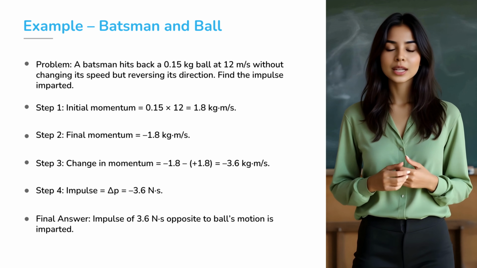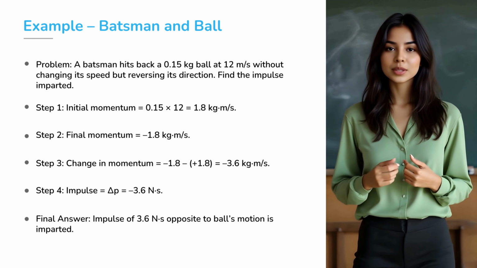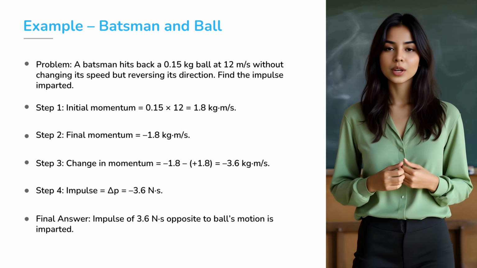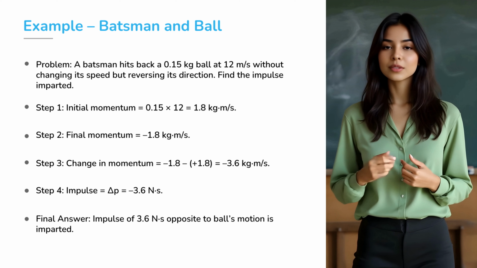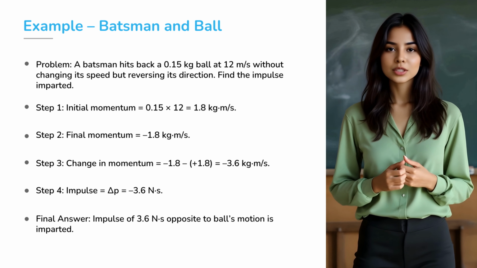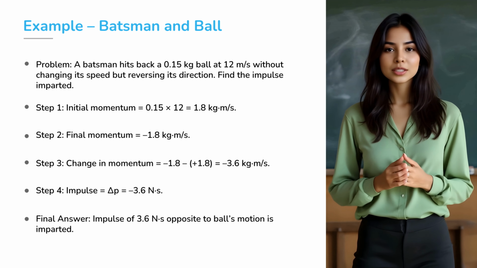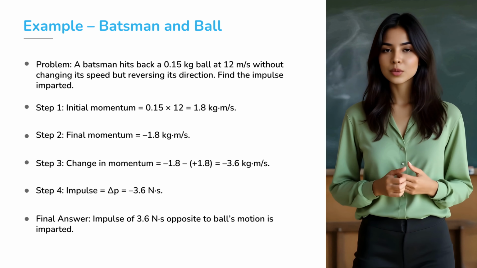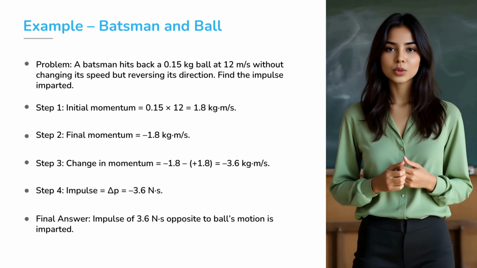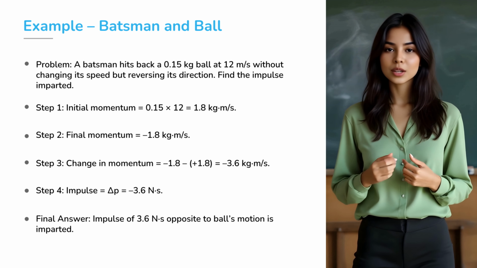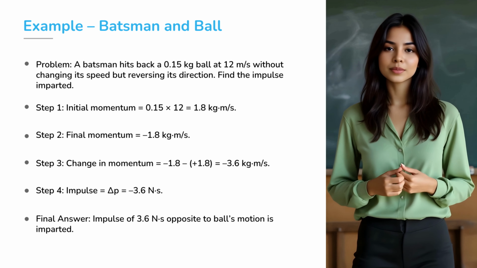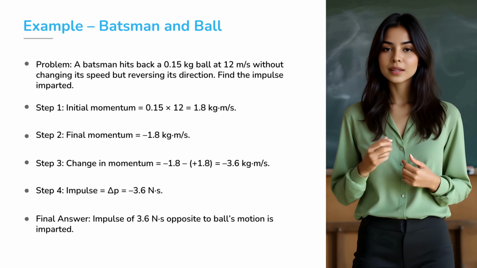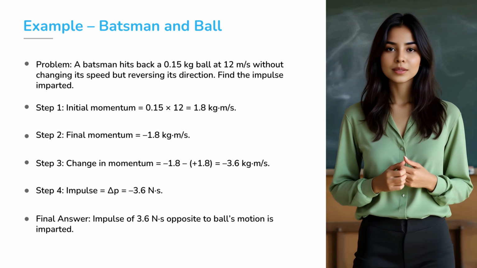Let's solve a quick example. A batsman hits back a cricket ball straight toward the bowler. The ball has a mass of 0.15 kilograms and speed 12 meters per second. What is the impulse imparted? Step 1. Initial momentum equals 0.15 times 12, which is 1.8 kilogram meter per second. Step 2. Final momentum equals negative 1.8, since the direction is reversed.